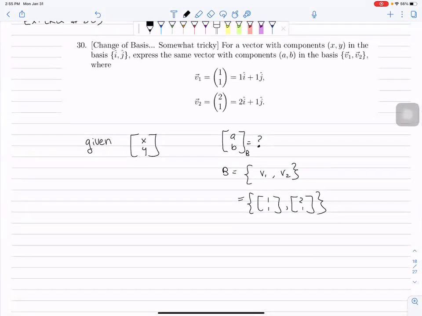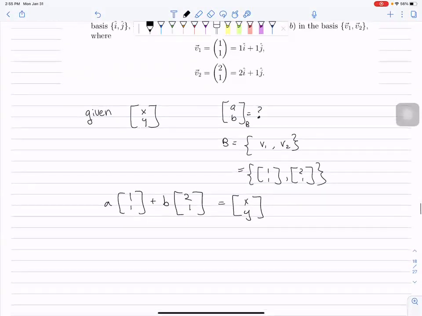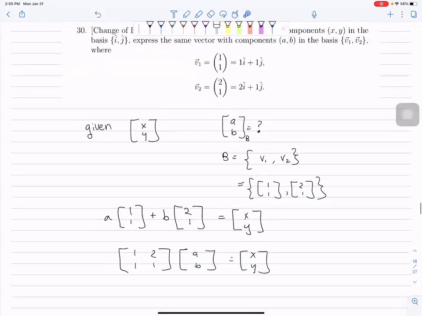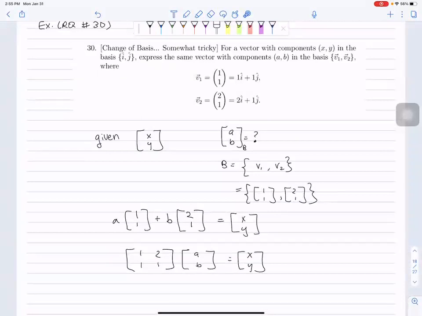So as we said previously, we want some combination of 1, 1 plus some multiple of 2, 1 to equal, oh wait, sorry, I should put A's and B's here, A and B to equal what we're given. And so the way you would solve this in general is write this matrix AB equals XY. So this is just a very abstract way of looking at it. Any questions on this?